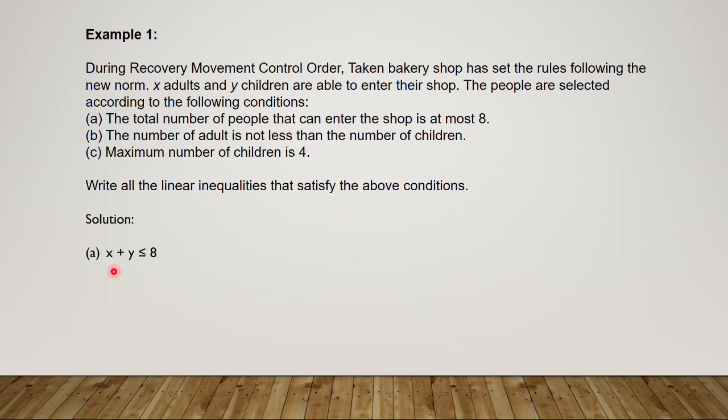So you can see the solution here. X plus Y is less than or equal to 8. For B, the number of adults is not less than the number of children. So adult is X, children is Y. Not less than means it must be greater than or equal to. So X is greater than or equal to Y. And then for C, the maximum number of children is 4. So children is represented by Y, meaning that for the maximum, it must be less than or equal to. So Y is less than or equal to 4. Okay, do you have any problem with this? No, right? Okay, we continue.